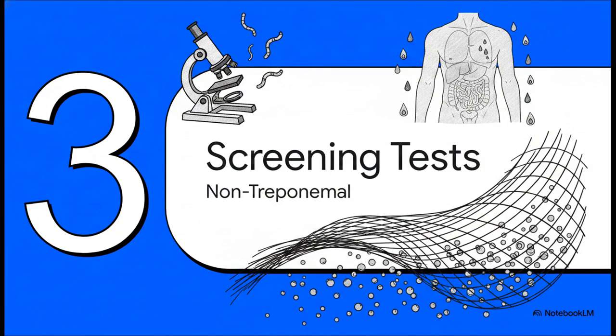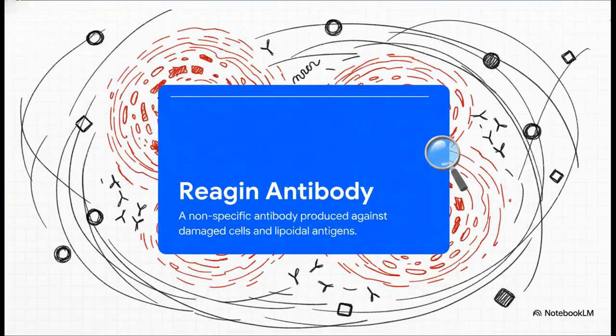All right, Section 3, non-treponemal screening tests, casting the broad dragnet. To really grasp how we screen for this disease, we first have to talk about the reagent antibody. See, when Treponema pallidum damages human tissue, our body releases lipid materials from those damaged cells. The immune system reacts by producing antibodies against these lipids. We call these nonspecific antibodies reagent.